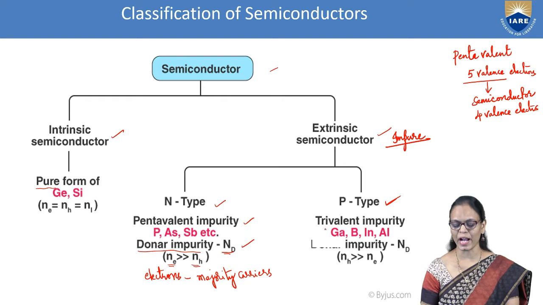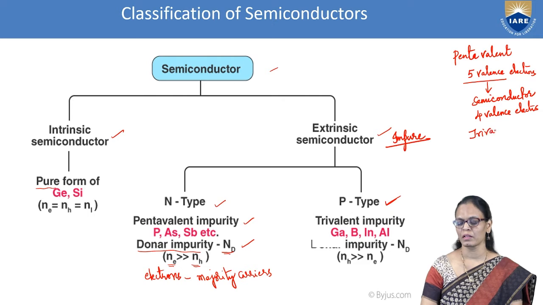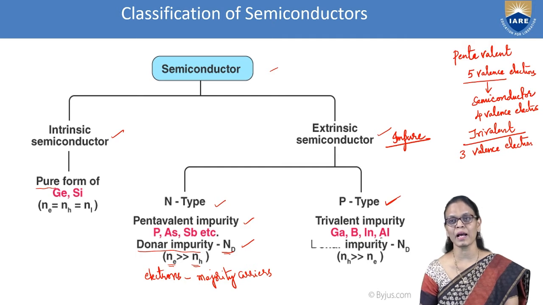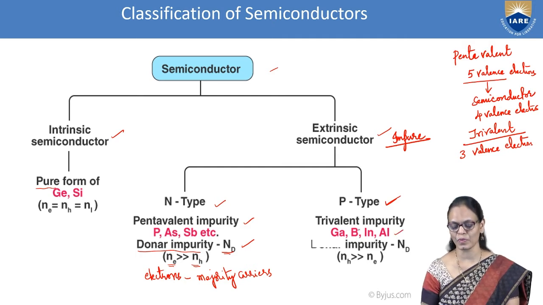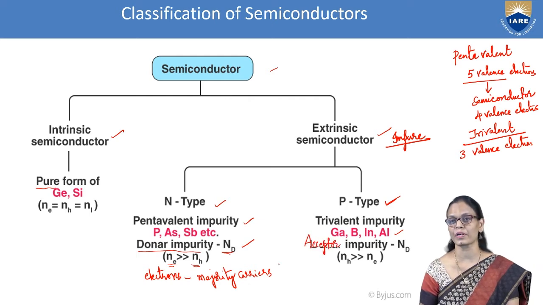In P type, we add a trivalent impurity. Trivalent impurity has 3 valence electrons. Examples are gallium, boron, indium, aluminium. All these are examples of trivalent impurities, and they all belong to the third group. Now we call this an acceptor impurity, and it is denoted by Na.